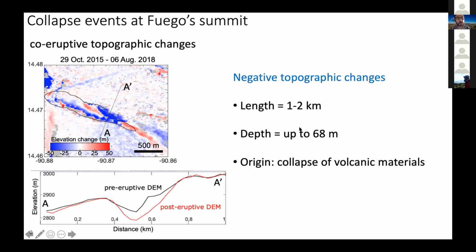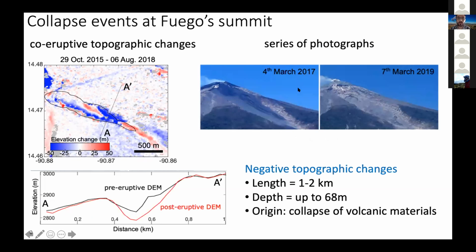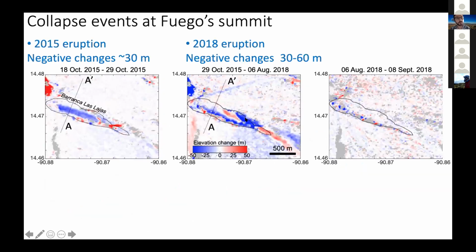So we believe that we are seeing here the collapse of volcanic material close to the summit. We can look at pictures before and after the eruption, and we see here this material that was present in 2017 completely disappear, and you see this large collapse and loss of material after the 2018 eruption. So we look back at some of the data in 2015, and we remarkably notice the same kind of extension on 2015 for a small eruption.